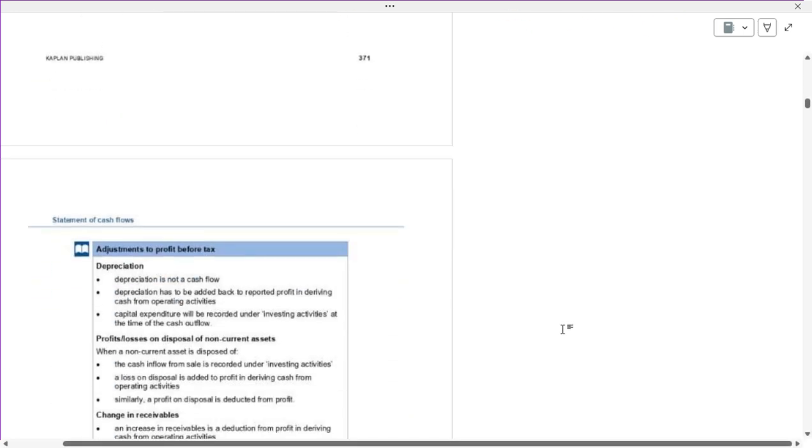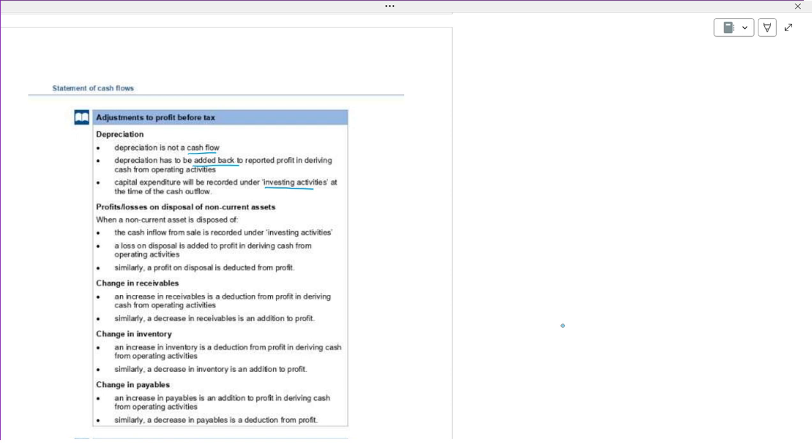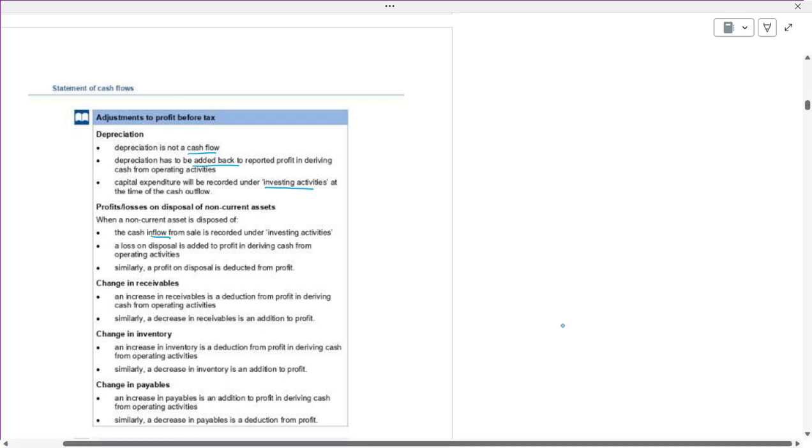Coming back, see what they say in short: depreciation is not a cash flow. It has to be added back 100%. Capital expenditure should be recorded in investing activities. Profit or loss on sale of assets: you have non-current assets. If there is an inflow from sale, it will be investing activities. Any loss on disposals, operating activities.